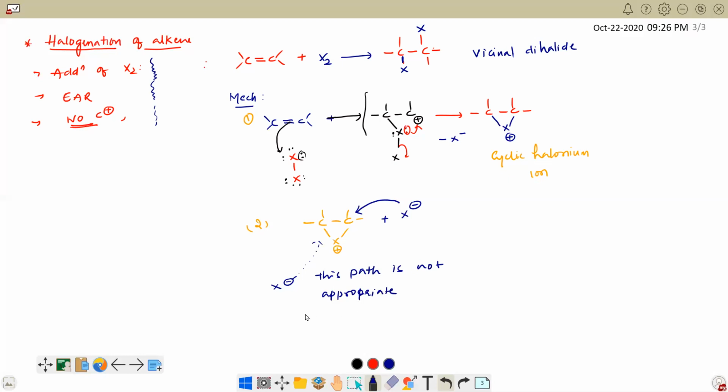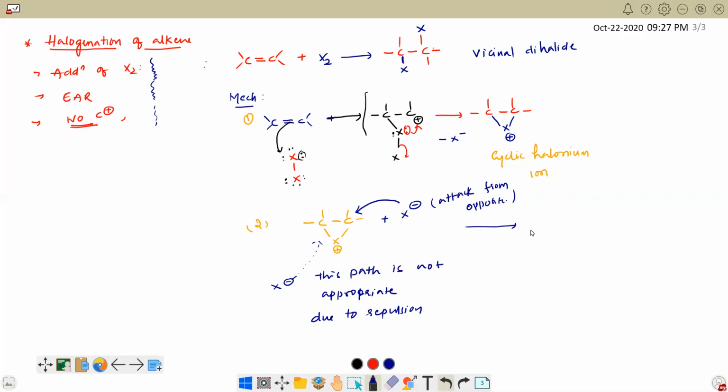Why? Due to repulsions. Got it? Yes, sir. Yes, it attacks from the opposite side. From the opposite side. Therefore, if you write like this, then what is the product here?